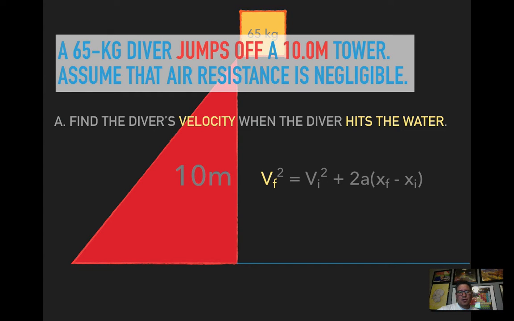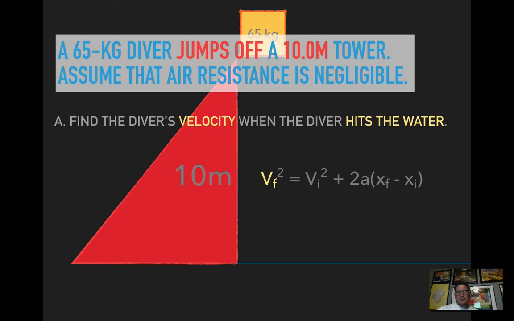As I look at my problem, I'm looking at the keywords that are going to help me. Here are some things that I know based off of the problem. The diver is jumping off. That's a clue as to the value of one of my variables, because if he's jumping off, that means gravity is taking hold of him as he falls. So that means I know acceleration, and my acceleration will be 9.8.